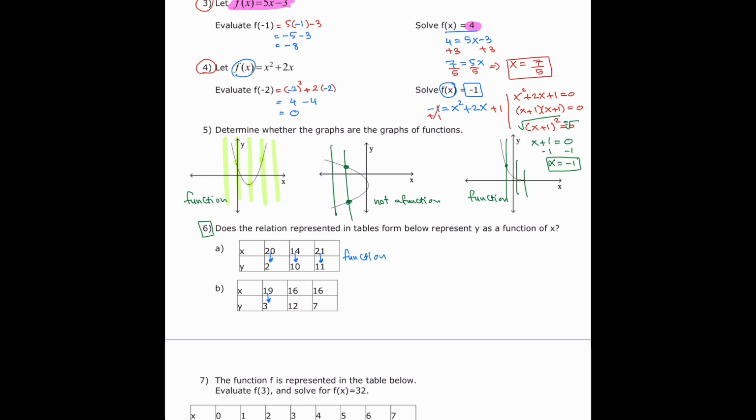19 is mapped to 2, and I have two 16s, so I'm just going to use one of these. And this is mapped to 12 and to 7, so that is not a function, because 16 here has two images.